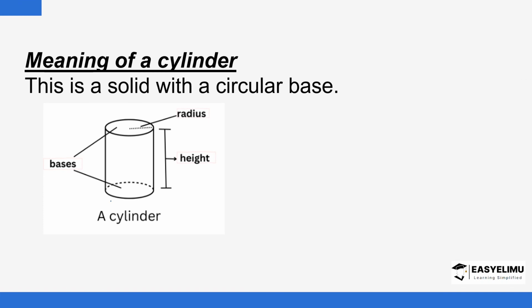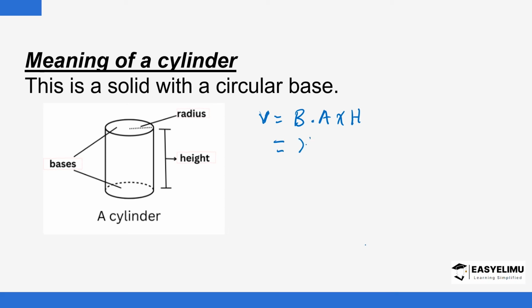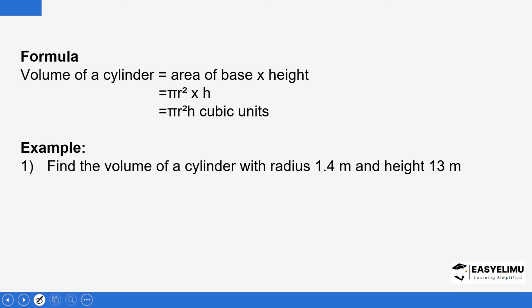So this is what you call a cylinder. It has a base area which is circular in shape, and then we have the height. If you are to find the volume, volume should be given by the base area multiplied by the height. So the base area is circular, so pi r squared, and then you multiply by the height. So this is the formula that we're going to use to help us find the volume of the cylinder, measured in cubic units.